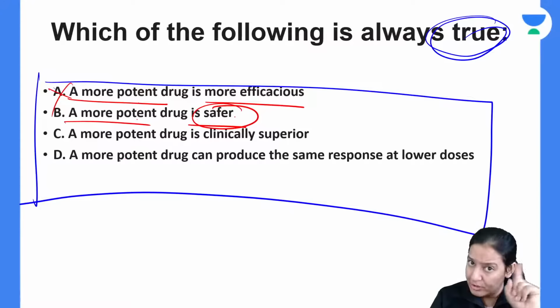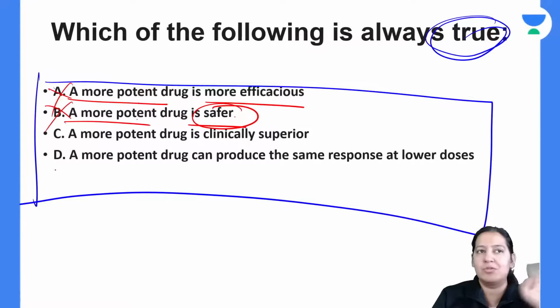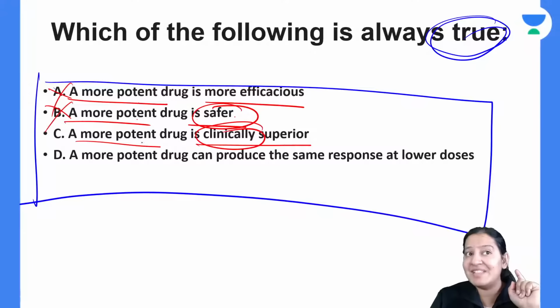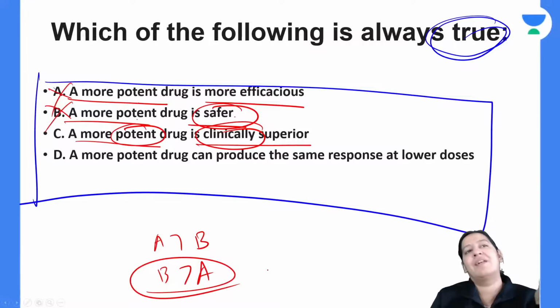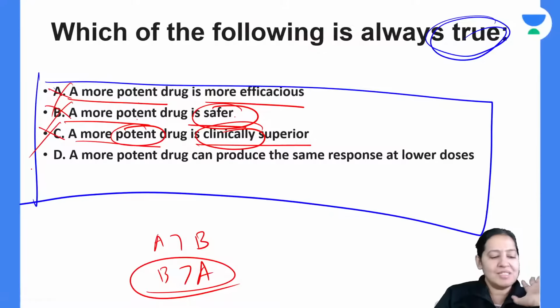No, it is related to the slope, and safety is related to therapeutic index and window. So this statement is not true. A more potent drug is clinically superior? No, clinically we see the efficacy, not potency. So if there are 2 drugs, A is more potent than B and B is more efficacious than A, so we select B. Efficacy is a clinical criterion to select the drug. So this statement is also incorrect.